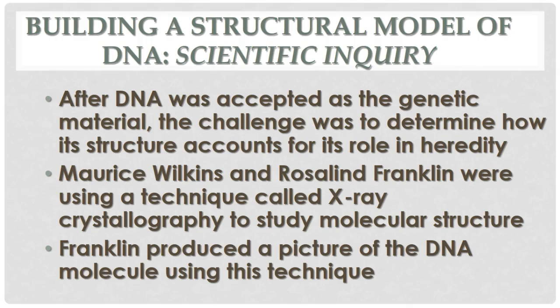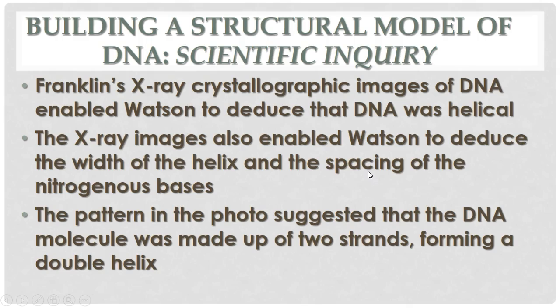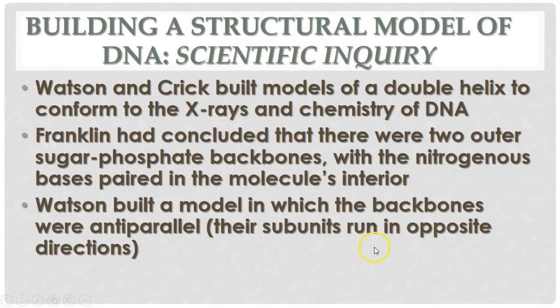Wilkins and Franklin were using X-ray crystallography to study the structure. Rosalind Franklin made a picture of DNA in the crystalline form, the X-ray diffraction picture that looked like this. Earlier, as we've seen, Francis Crick had shown that this is what a helix would look like in an X-ray diffraction picture. And so this was one of the final keys to understanding how this worked. It suggested that DNA was made up of two strands that formed a double helix. And so the chemical structure was beginning to become a little bit more clear.